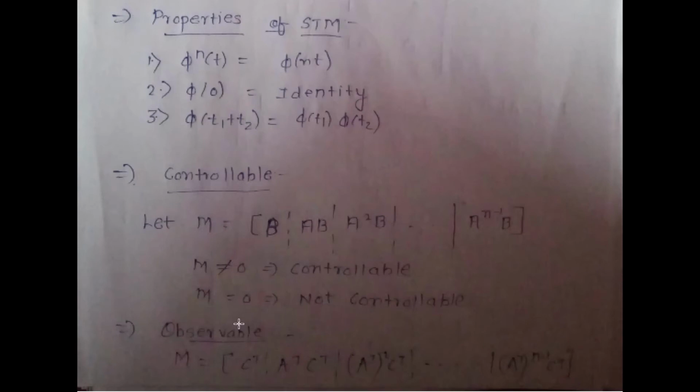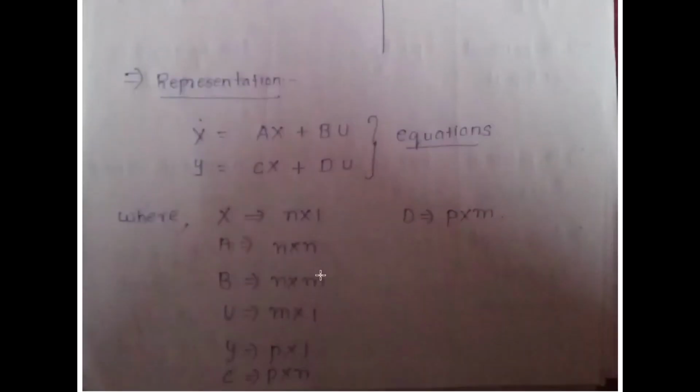Okay, so what happens is that we have this matrix for controllability, where M is given as B, AB, A square B, till A raised to n minus 1 B, where n indicates the number of variables. Now if this M has a determinant not equal to 0, then it is controllable, else it is uncontrollable. Similarly, we have conditions for observability as well. So you need to know this equation very well.